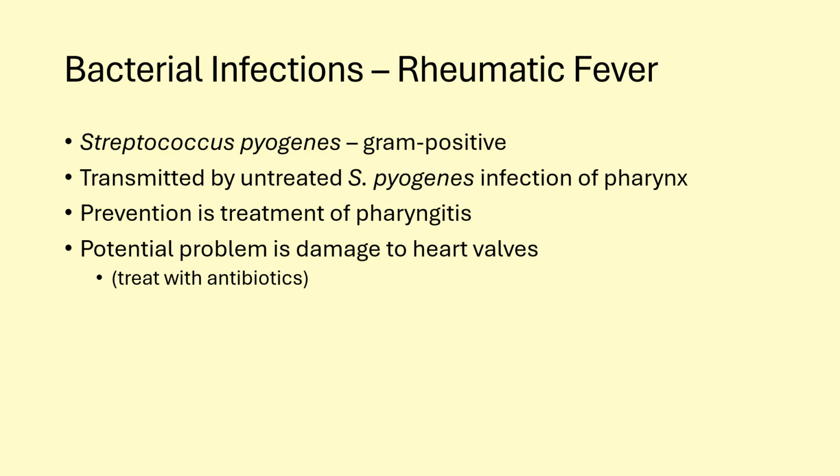Rheumatic fever. This is caused by Streptococcus pyogenes, which is gram-positive. Usually rheumatic fever is transmitted when somebody has a strep pyogenes infection of the pharynx. In other words, they have strep throat that has been left untreated. How would you prevent this? Treat the pharyngitis first. The concern with rheumatic fever is that if it's left untreated, it can potentially cause damage to the heart valves, which can lead to heart murmurs and then additional problems from that. So you want to treat with antibiotics.